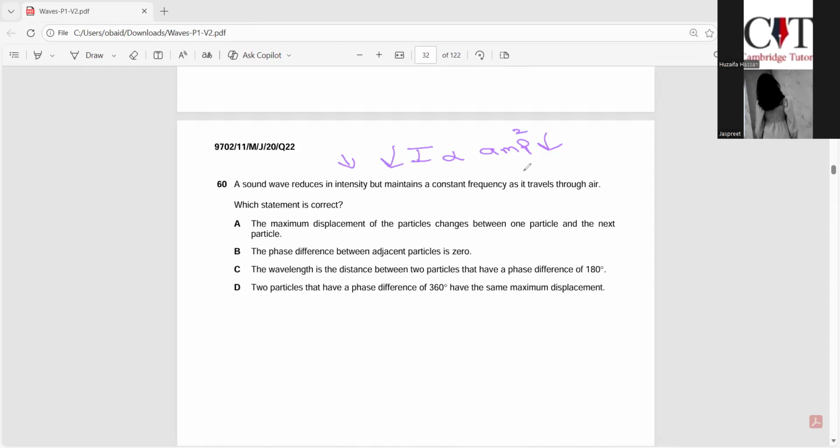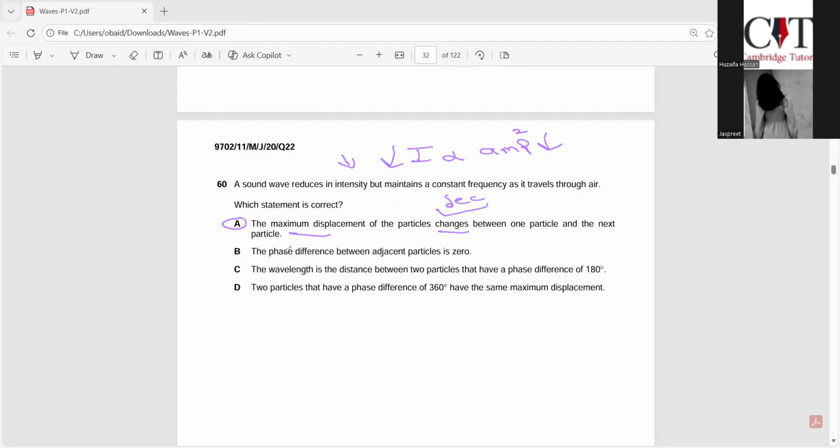So I was saying, if amplitude is decreasing, then maximum displacement would change. This is correct, right? We know that the maximum displacement means amplitude. So if amplitude is changing, then maximum displacement will also change. Is this thing clear? Okay. So intensity and amplitude are directly proportional. So if the intensity reduces, the amplitude would also decrease. So yes, it would change.